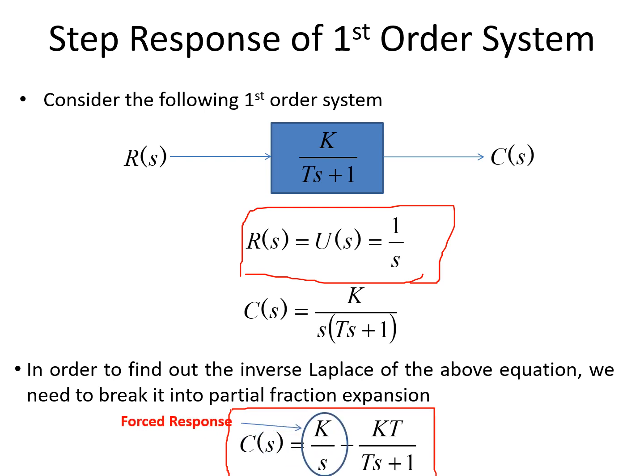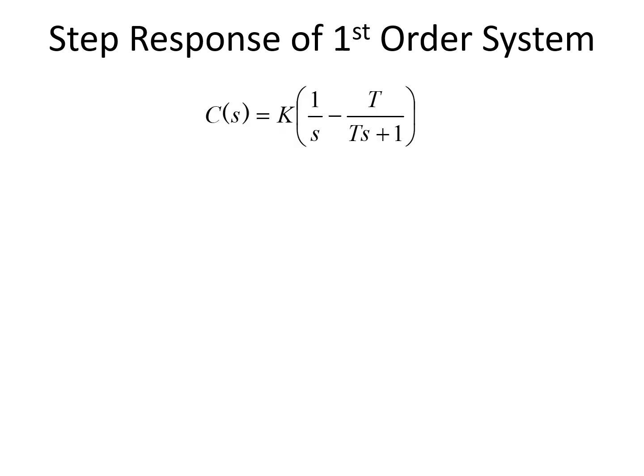The first one is called your forced response and the second one is called the natural response of the system in this particular example. The total response is nothing but the summation of the forced response and natural response. Taking this C of s, K is a constant, so K into 1 by s minus T divided by Ts plus 1.